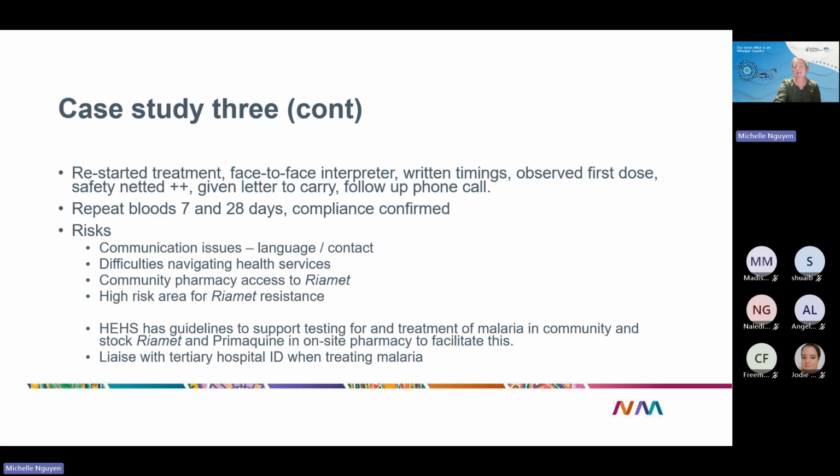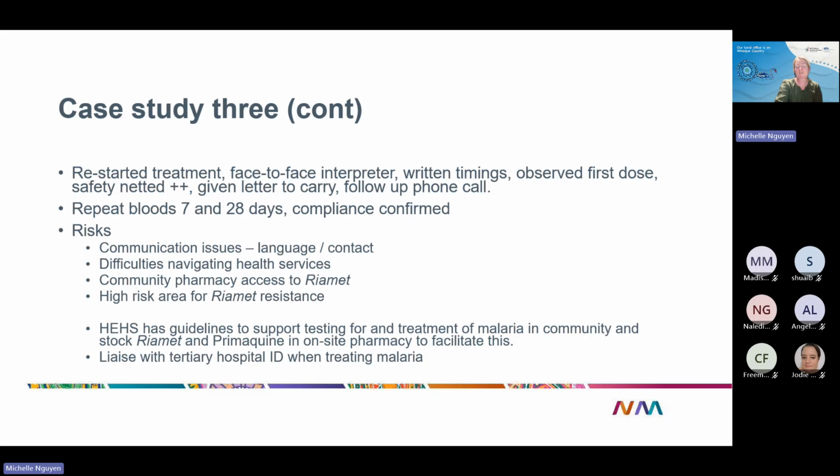Lots of difficulties navigating the health services. I think that's really common amongst our clients, that they do find it very difficult in the hospital system and in primary care in the early weeks of arrival. We also realised that community pharmacies don't have access to Riamet. I don't know if that's universal, but I certainly phoned a few just to try and find out if any near us did, and it seemed that they usually have to order it in from wholesalers.